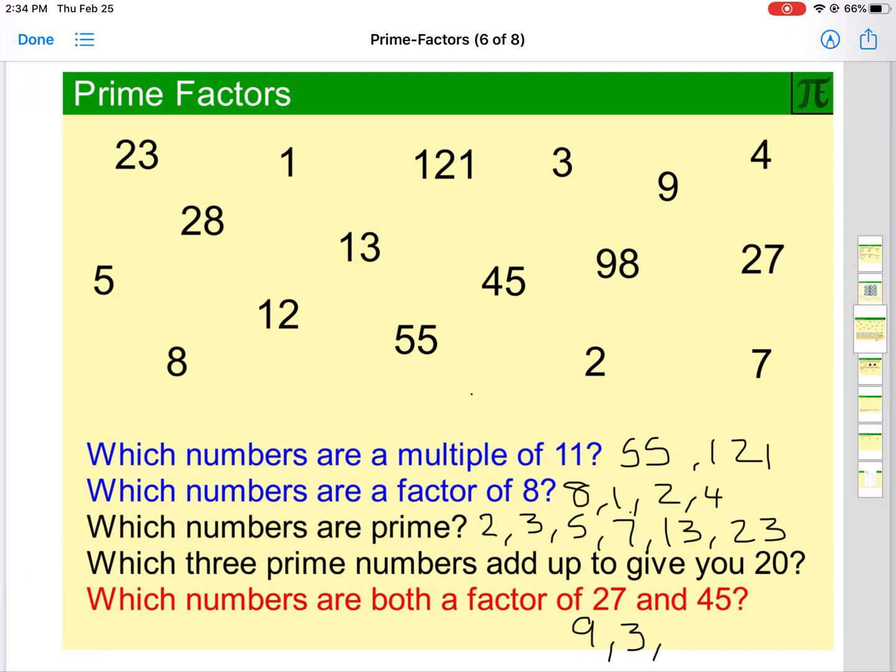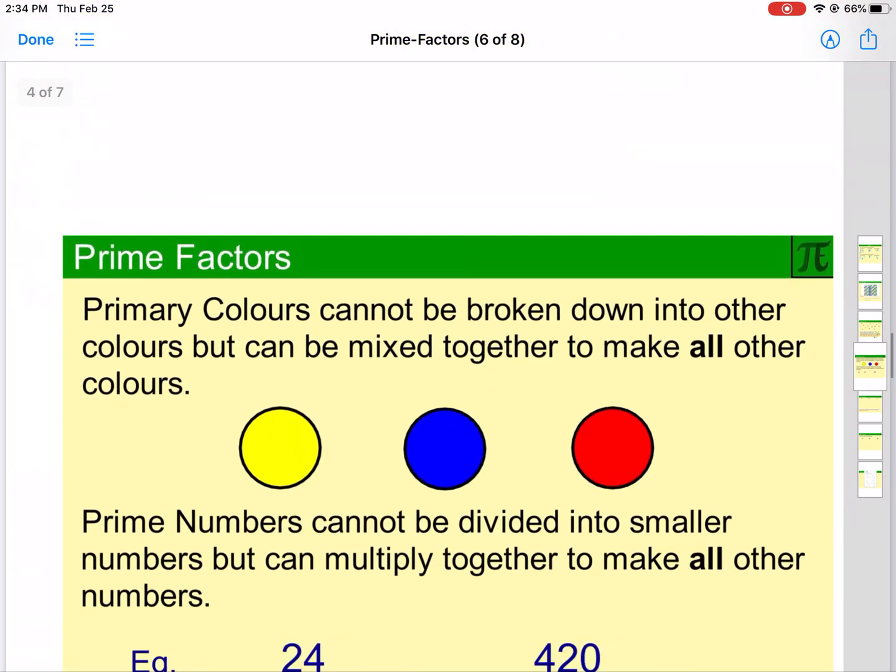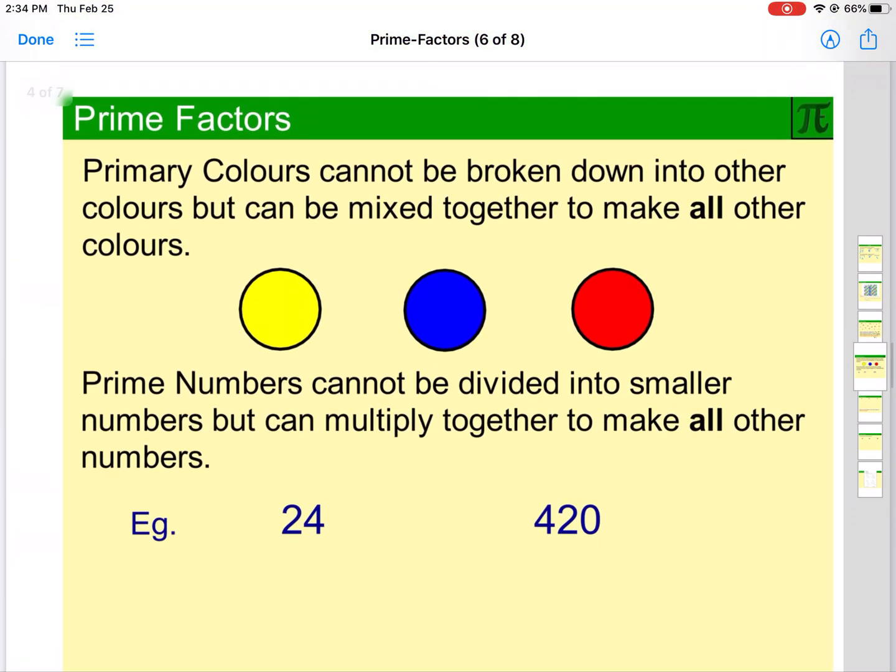Okay, so that was a look at our special numbers, kind of bringing them all together on that side. Now we're going to be moving on to look at prime factors, and more than that, we're going to be breaking a number up into its prime factors. Okay, so there's a wee analogy here that introduces this to us.